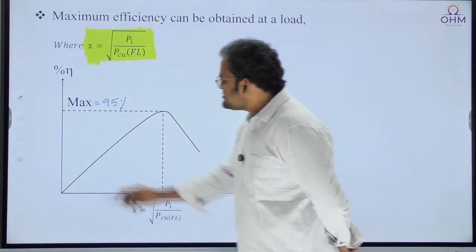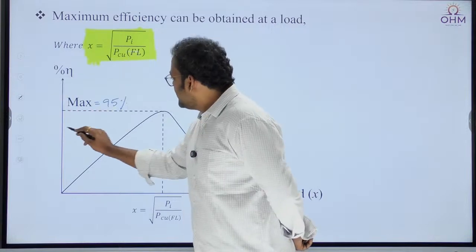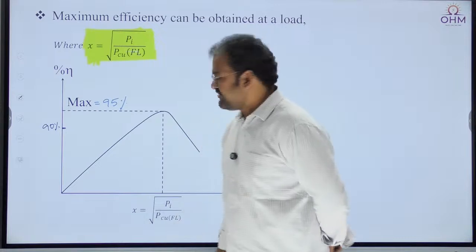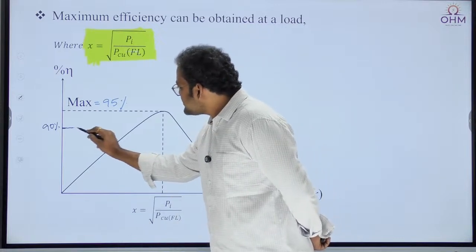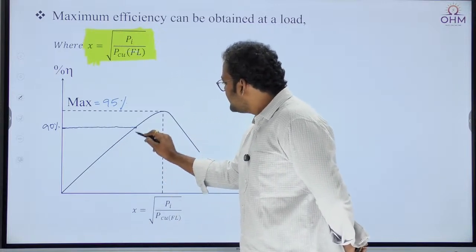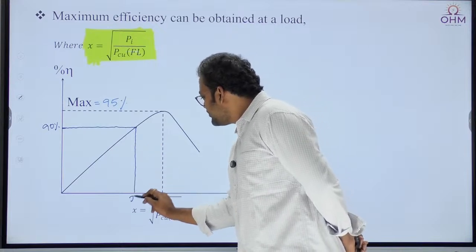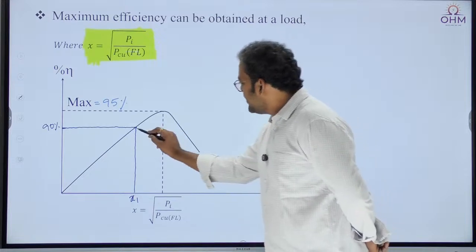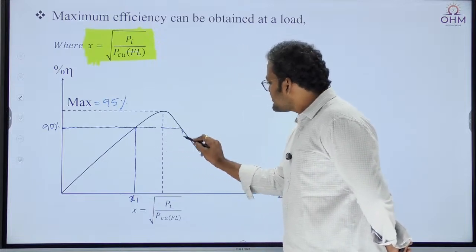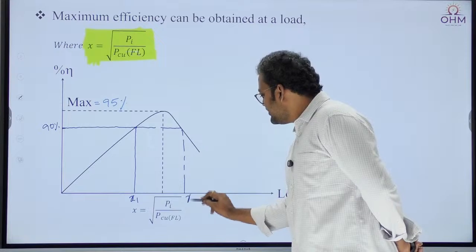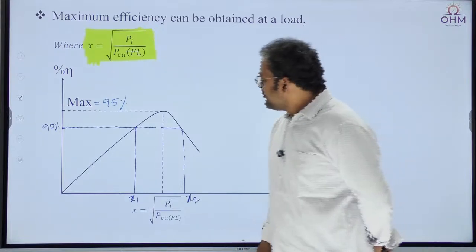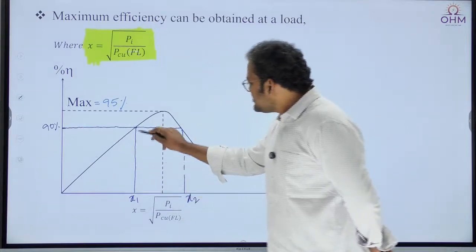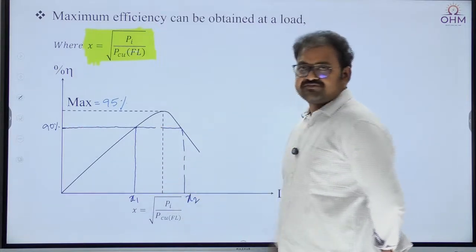If maximum efficiency is 95%, you take another efficiency, let's say 90%, which is less than the maximum value. Can I say this 90% efficiency I can get at a loading equal to x1? At x1 loading, efficiency is 90%. And I can get the same 90% efficiency at one more loading x2. Therefore, in a transformer, it is possible to get the same efficiency at two different loadings.